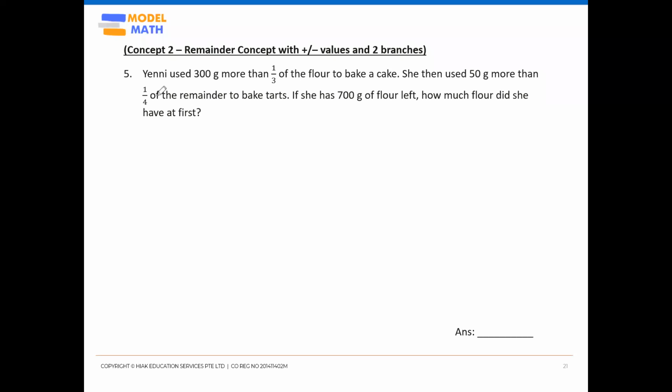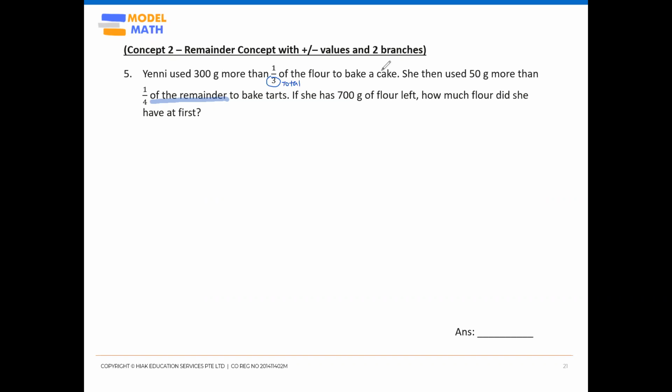Okay, so take note of the words "of the remainder". Now, when you have the words "of the remainder", can we go and make the denominators of the fractions the same? All right, so think about the significance of the numerator and the denominator. This is very important. This denominator here: she used 300 grams more than 1/3 of the flour. The words "of the flour" mean this 3 units is the total flour at first.